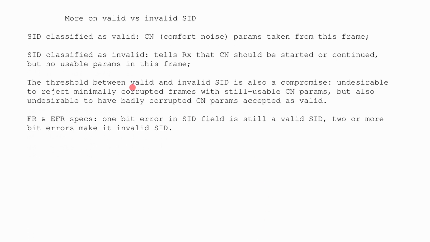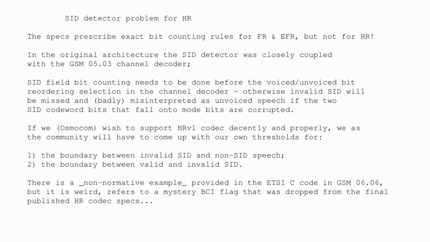And once again, there are compromises, like in all of engineering. For FR and EFR, the spec says if you got a 1-bit error, you're still going to count it as a valid SID. If you got 2 or more bit errors, that's invalid. So for FR and EFR, they tell us. For HR, they don't. But this is just where we're headed with this.